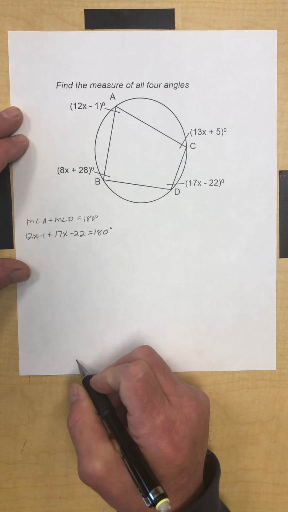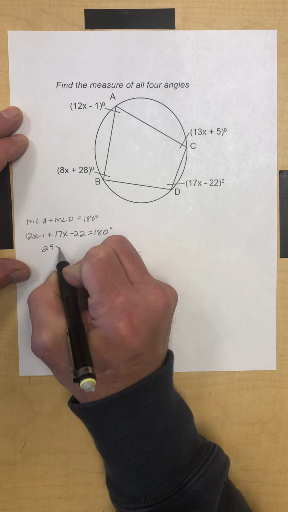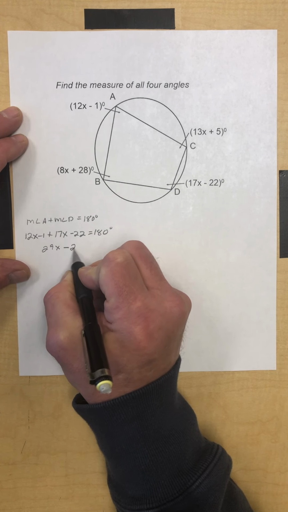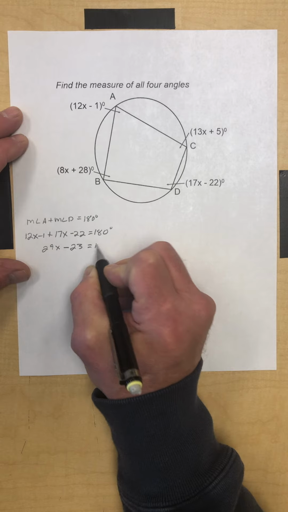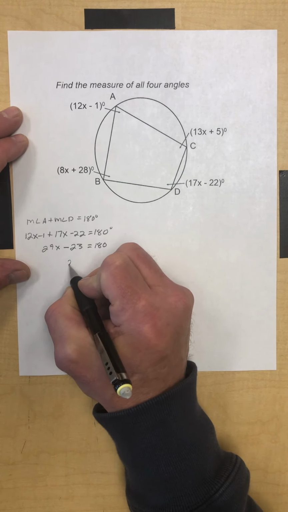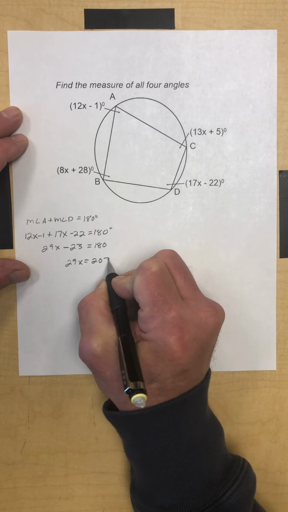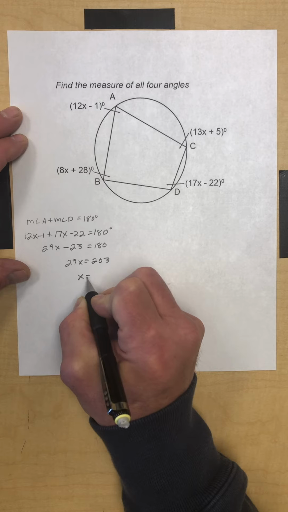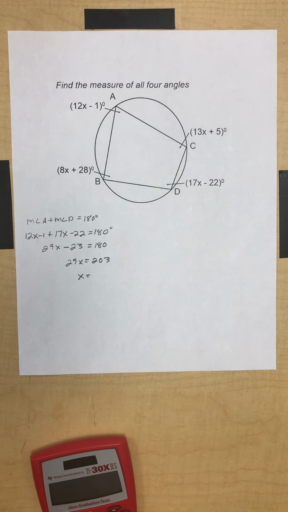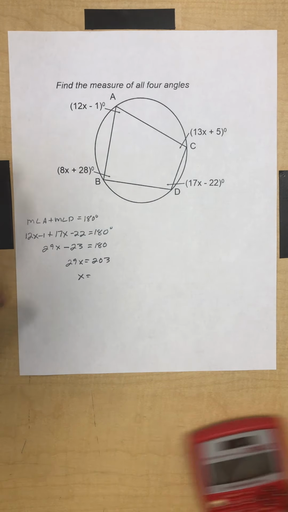So we just collect similar terms. It looks like I'm going to get 29x minus 23 equals 180. If I add 23 to both sides, I get 29x equals 203, and then I have to divide by 29. Going to the calculator, 203 divided by 29, I'm getting x equals 7.